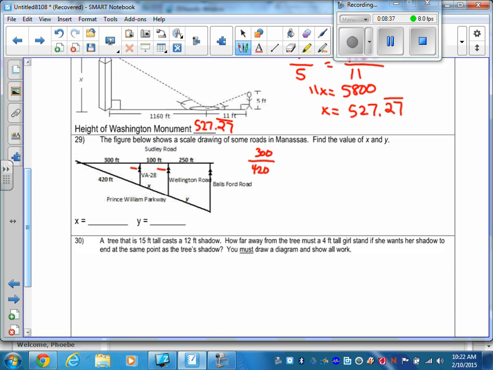You should get the same value for x. I'm going to show you the other method that always works, even if this piece is not in proportion with this piece. So this is 400. 300 and 100 is 400. So that side is 400. And this side is 420 plus x. So that's how I would write that. So this is more like the question that we did on the other side of the page. So 420 plus x.